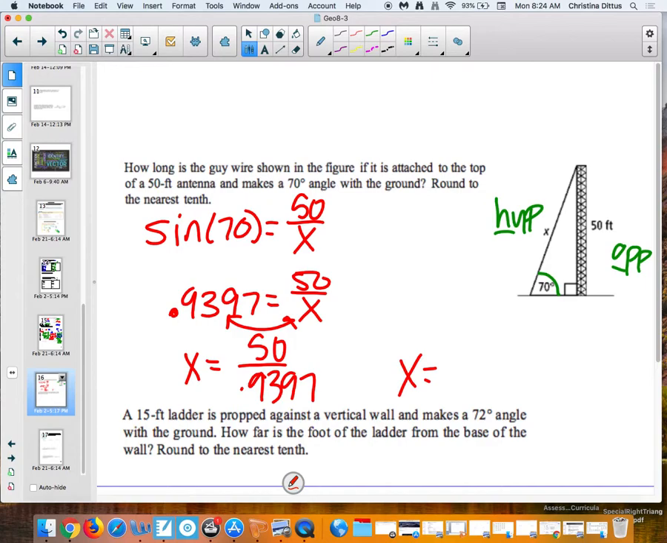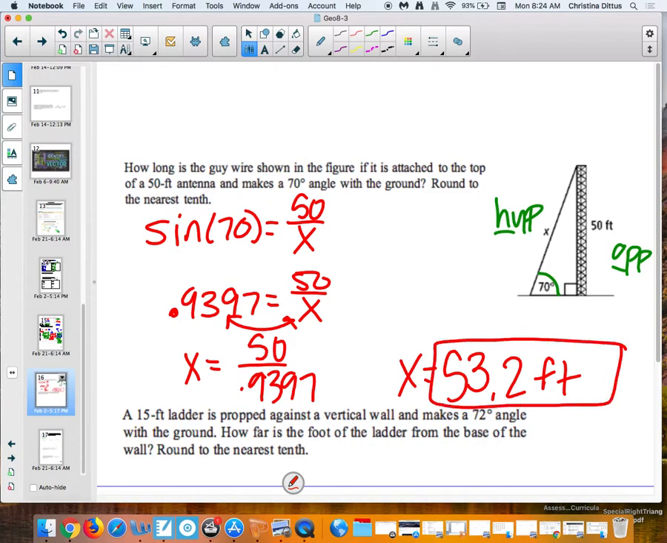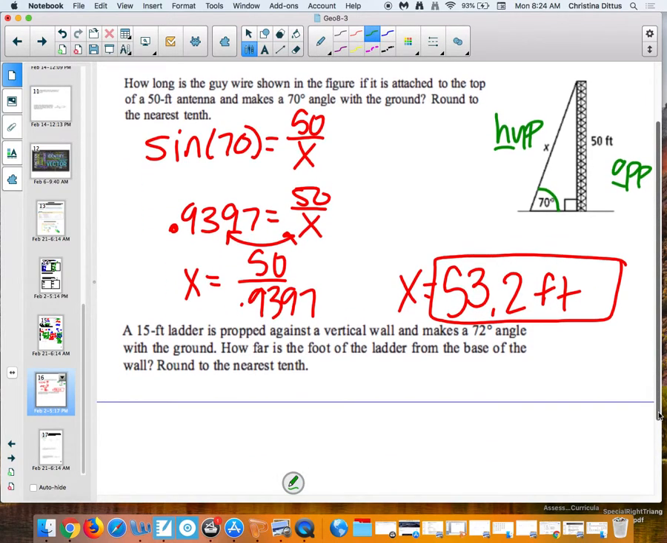Yes, no, maybe so? I agree 100%. 53.2, that works. 53.2 what? Inches. Questions on that one? Nope.